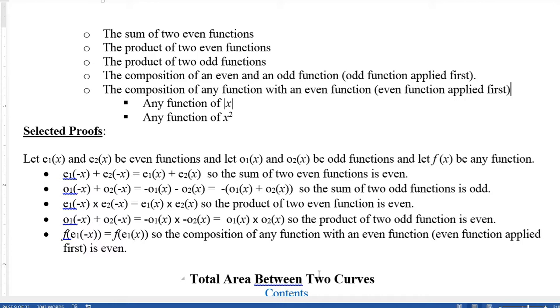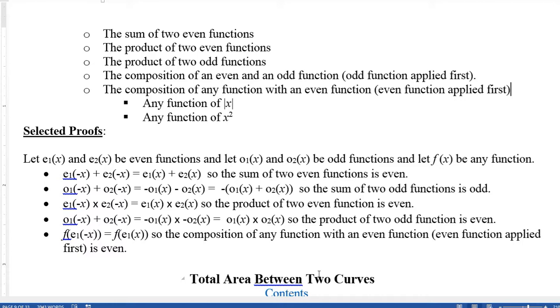When I say selected proofs, perhaps this is just the main step of the proof. So the sum of two odd functions, O1 plus O2 of minus x, will be O1 of minus x plus O2 of the opposite of x. But since they're odd functions, the minuses are brought out front, so that becomes the opposite of O1 of x plus the opposite of O2 of x. And we notice we can factor out the -1, so that's the opposite of O1 of x plus O2 of x. So that makes it an odd function. So the sum of two odd functions is odd.